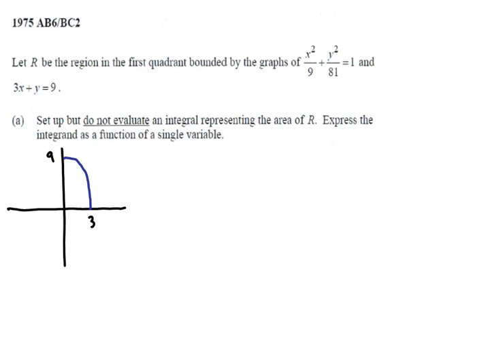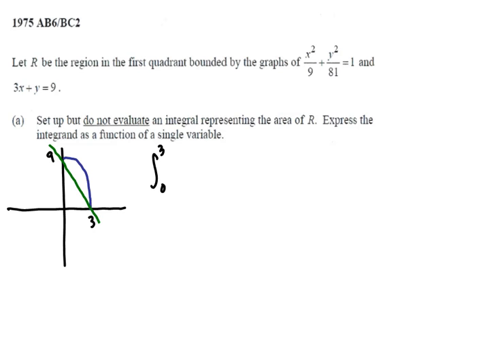And the second equation is going to be y is equal to negative 3x plus 9. And that winds up looking something like that. So we have points of intersection at (0, 9) and (3, 0). The first thing we want to do is find an equation for an integral representing the area of R.